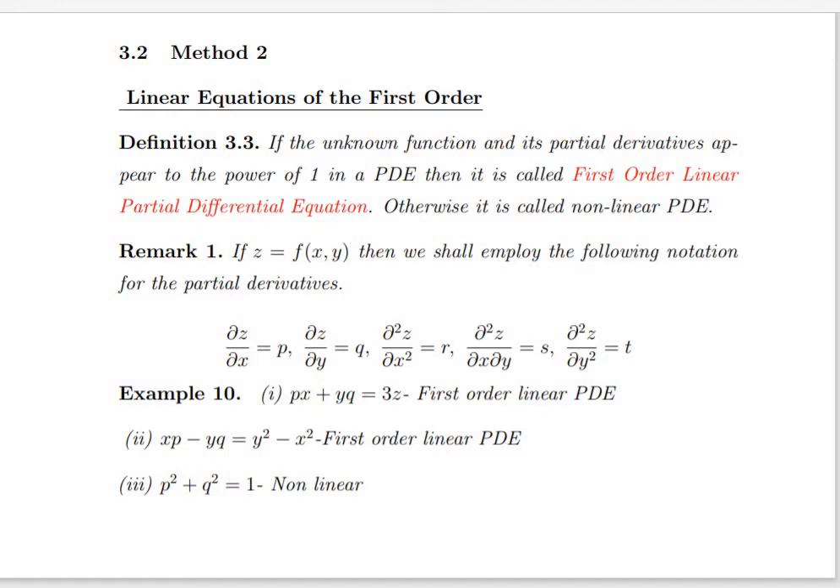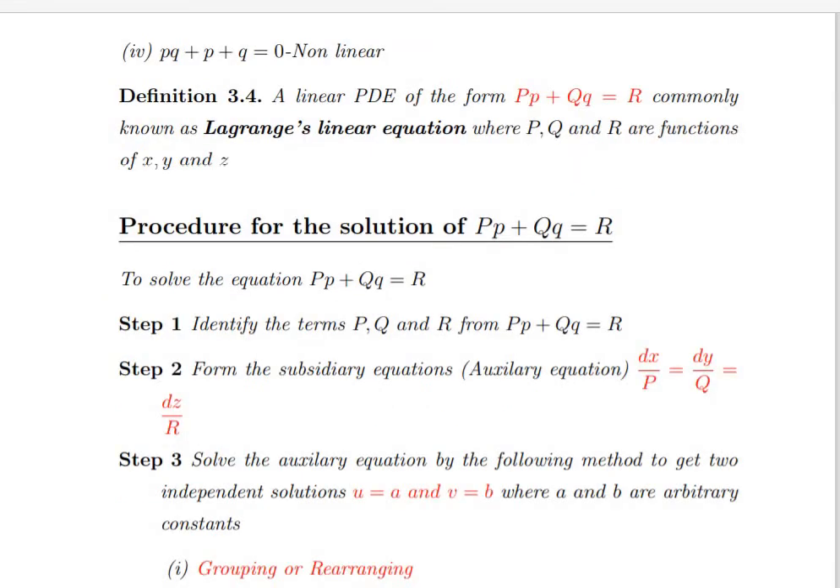Now considering the third one, namely p² + q² = 1, here p and q, which are actually partial derivatives, are of power 2, hence this is a non-linear PDE. Now for the fourth equation, pq + p + q = 0, the term pq actually is contributing a power 2 to the equation, and hence this equation is a non-linear PDE.